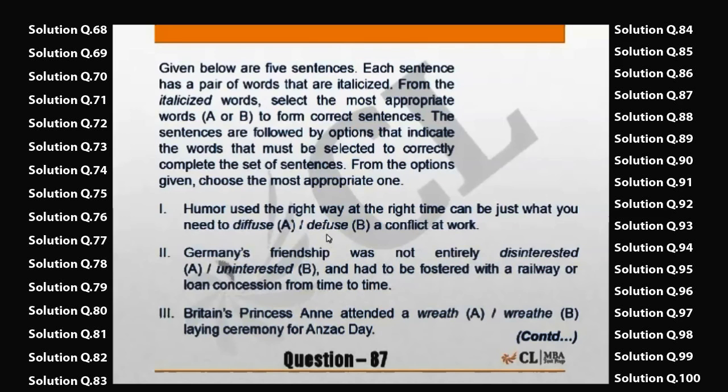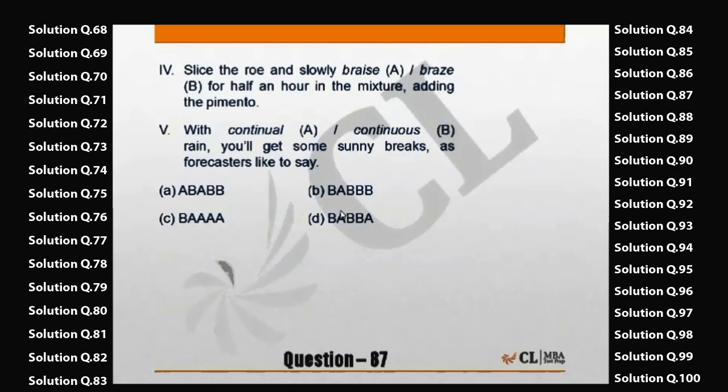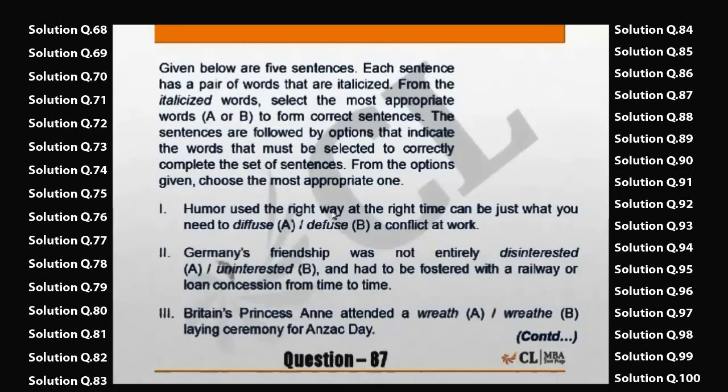For instance, in the first sentence it said, humor used the right way at the right time can be just what you need to diffuse a conflict at work. Which is the diffuse that you would use here? Anyway, let me give you the correct answer first. There were 4 options which you had to choose from, sequence options, and the correct answer here is C, which is B, A, and again A.